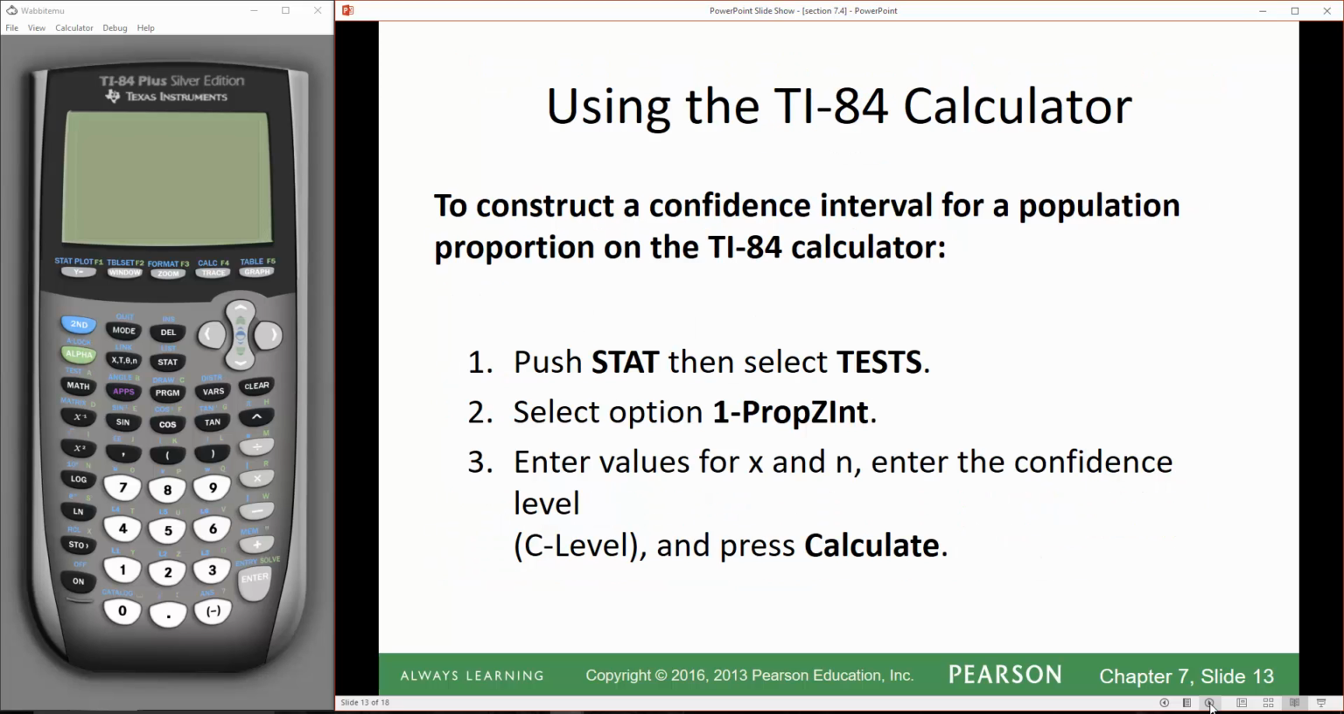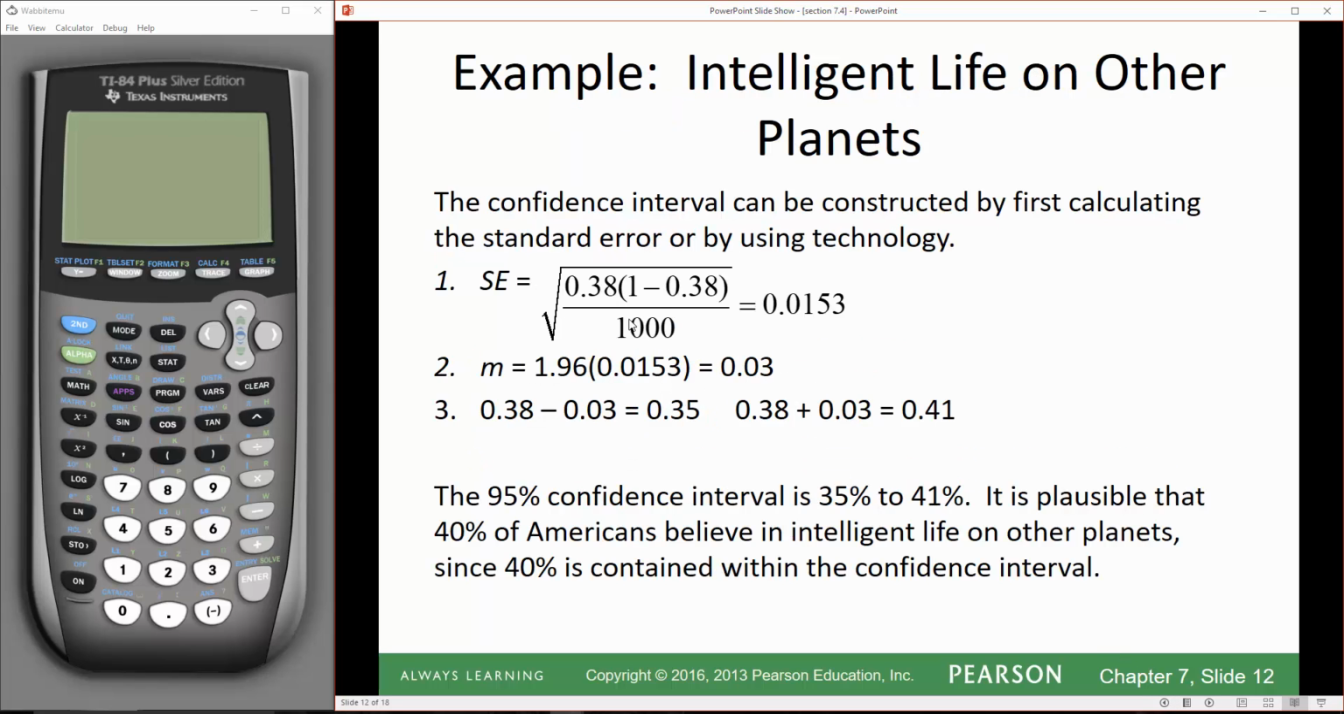So if you want to do this on the TI calculator, you can follow these steps and use this command, right? So if I go back to this example, first we gotta turn it on. We need to go to stat, and then go over to test, right? And then I think it's option A. So we want a 1 prop z interval, right?